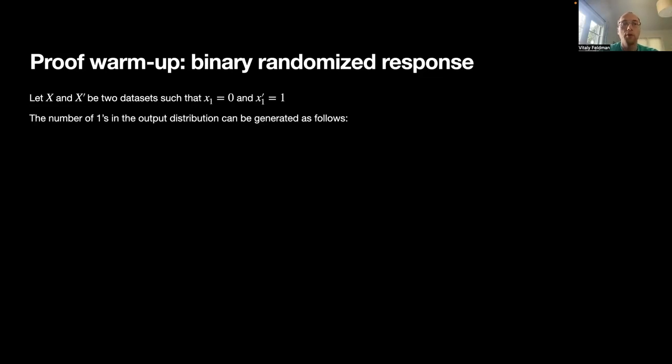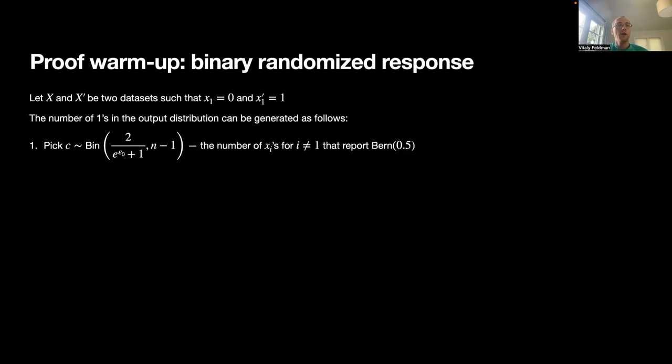Basically, the distribution of the number of ones is sufficient to understand the distribution. And it is not hard to see that the number of ones in the output distribution can be generated as follows. First, we'll pick some number C from the binomial distribution. So maybe let me make a quick step back.